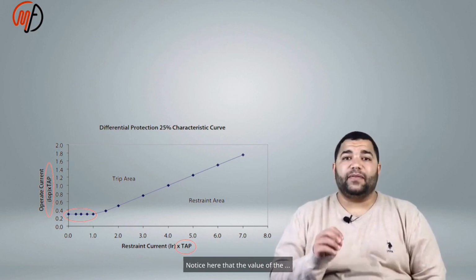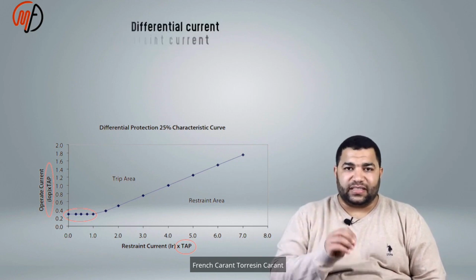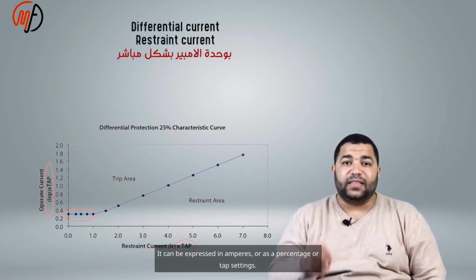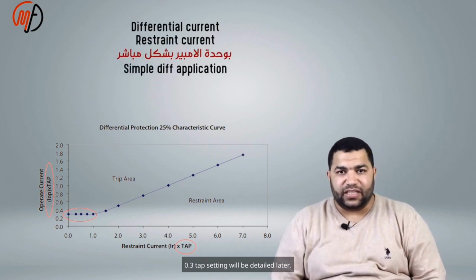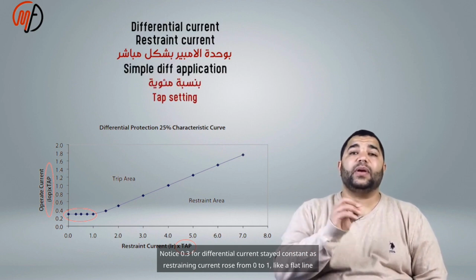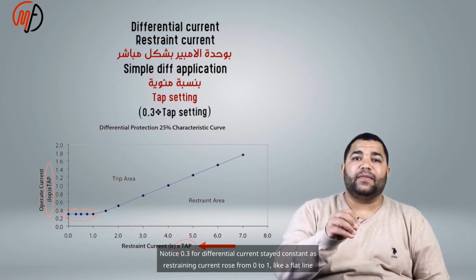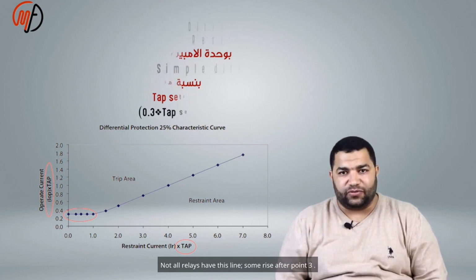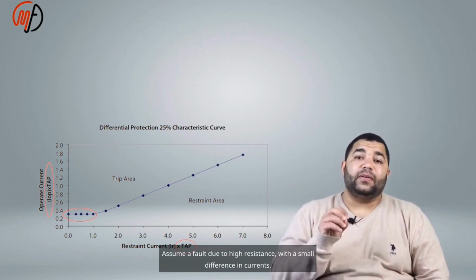Notice here that the value of the differential current or restraint current can be expressed in amperes, as a percentage, or as tap settings. The 0.3 tap setting will be detailed later. Notice that for 0.3, the differential current stayed constant as the restraining current rose from 0 to 1, like a flat line. Not all relays have this line. Some rise after 0.3.